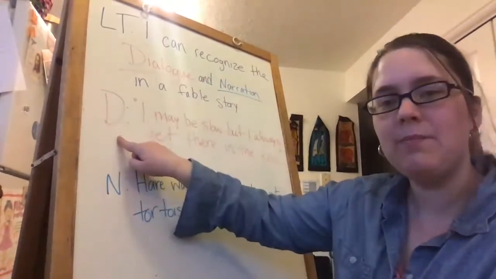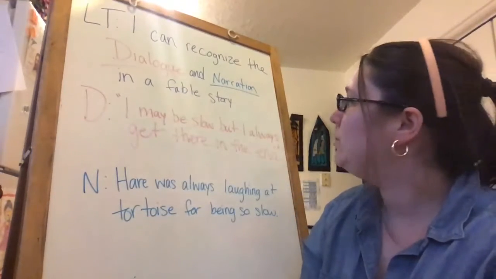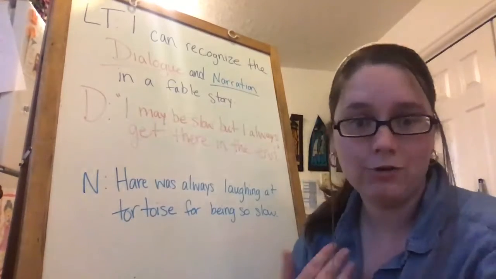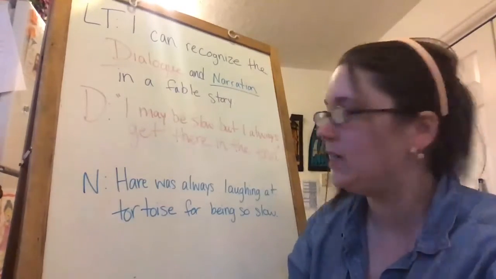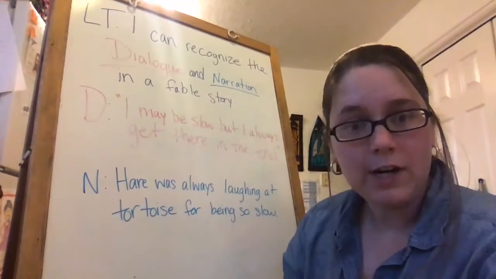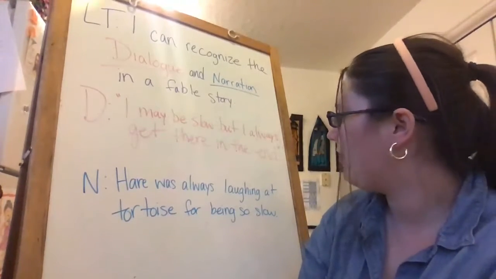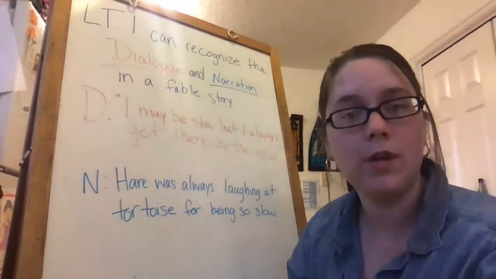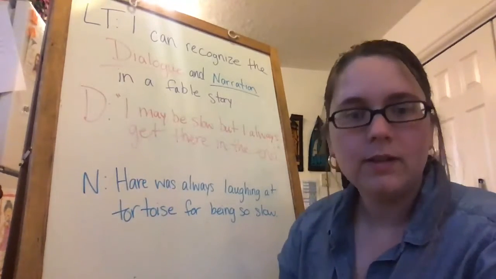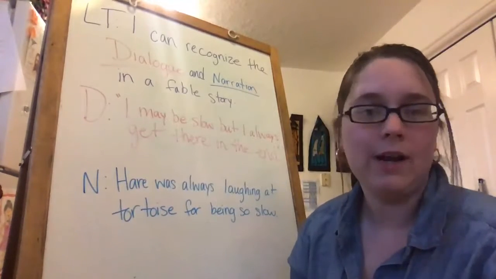An example of dialogue is, "I may be slow, but I always get there in the end." That's something that the tortoise actually says in our story that we're going to read today. Part of a narration would be a description like this: "Hare was always laughing at Tortoise for being so slow." So the dialogue is what the character says, and the narration are the descriptions of the characters, the surroundings, anything else.